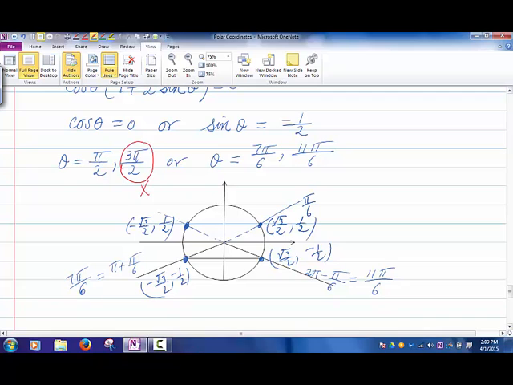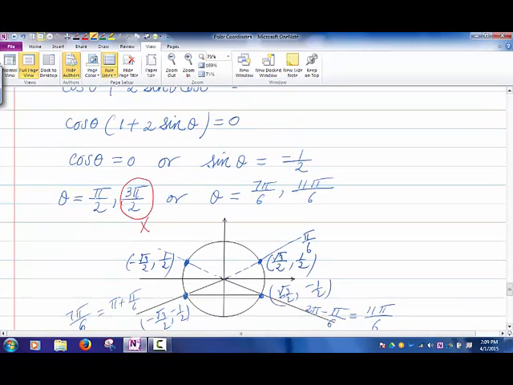So sine of theta is negative half where? 7 pi over 6 and 11 pi over 6. Well, I lied when I said I'm not going to go over the reasoning why you get those angles, but this is why you get those angles for sine theta equals negative half. Okay, so that means there are three points on the graph of the polar equation where the tangents are horizontal.